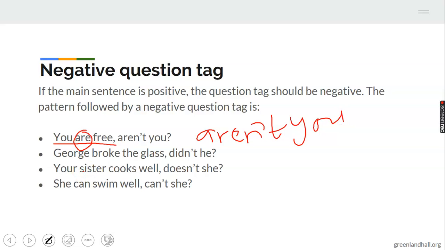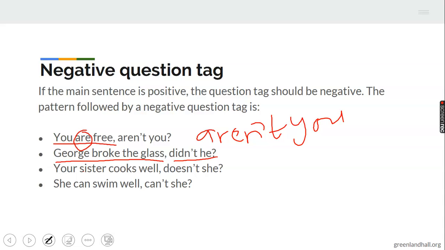George broke the glass. In this statement here, there is nothing like "not" in it. So it means that this is a positive statement. Therefore, we should have a negative tag. George broke the glass. Didn't he? That becomes the negative tag right there.